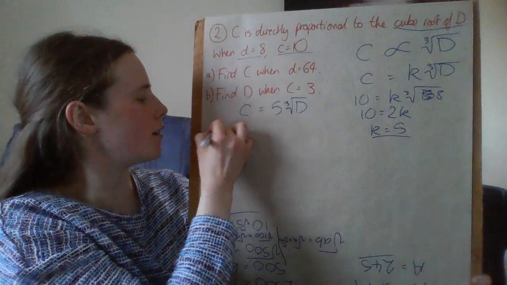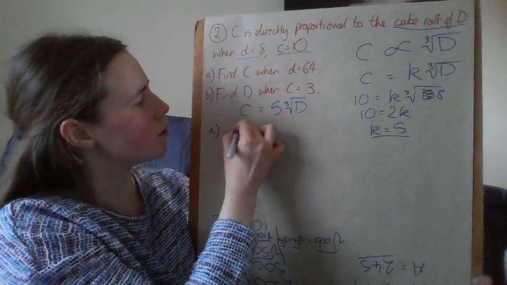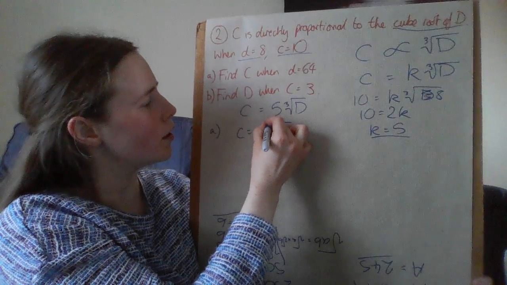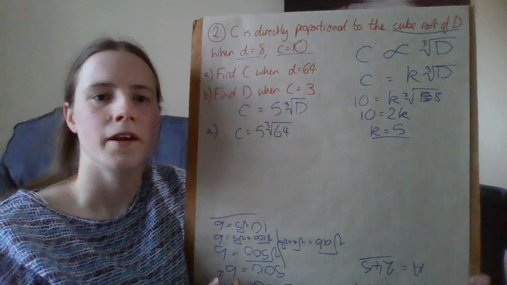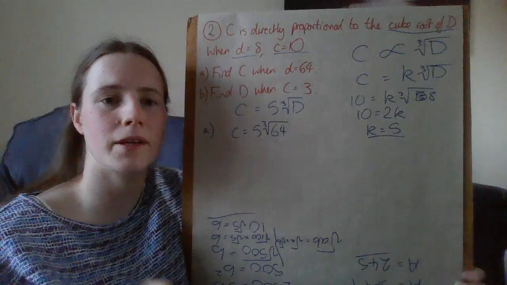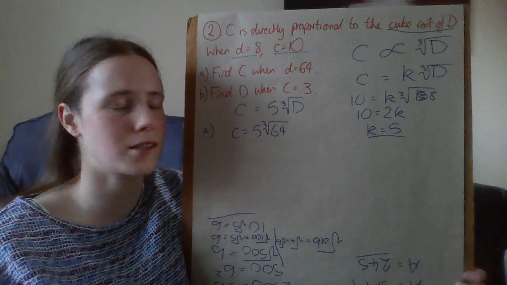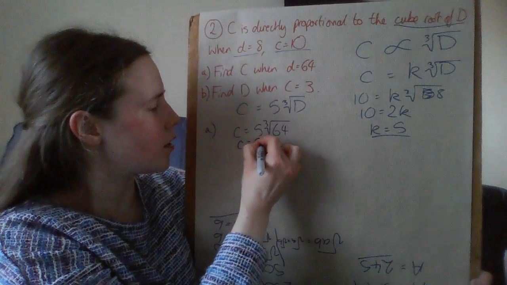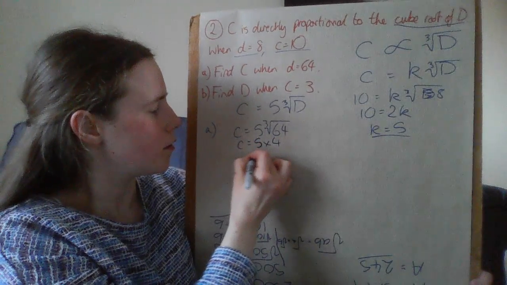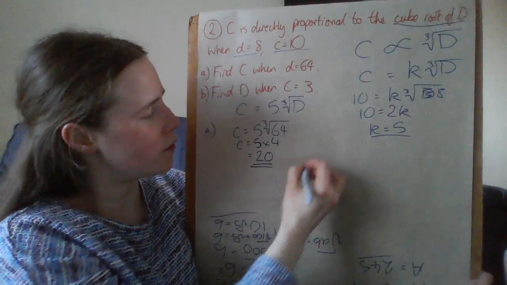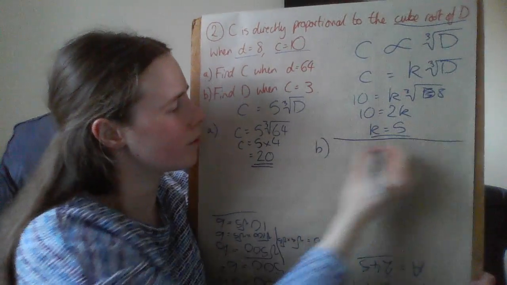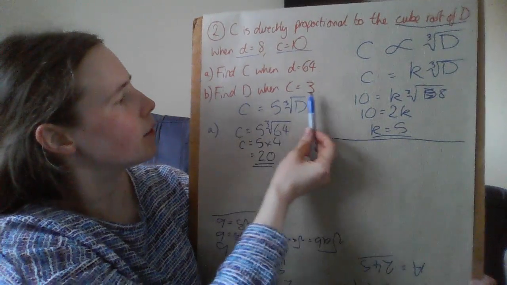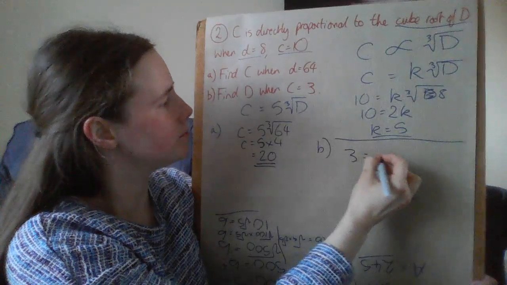Now I can do part A. When D is 64, C is 5 lots of the cube root of 64. The cube root of 64 is something times itself times itself to get me 64. The cube root of 64 is 4. So C equals 5 times 4, which is 20. And then for part B, I'll do it down here. For part B, I need D when C is 3, so sub it in.